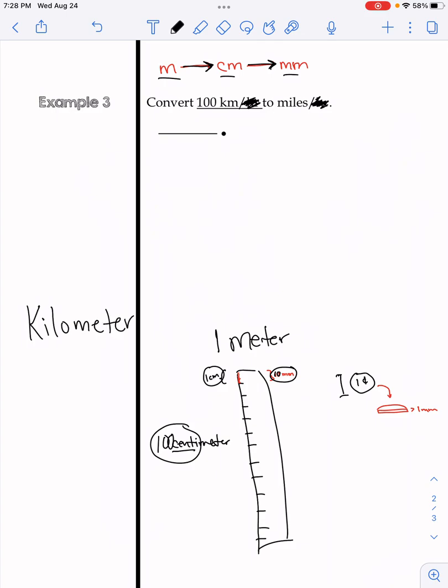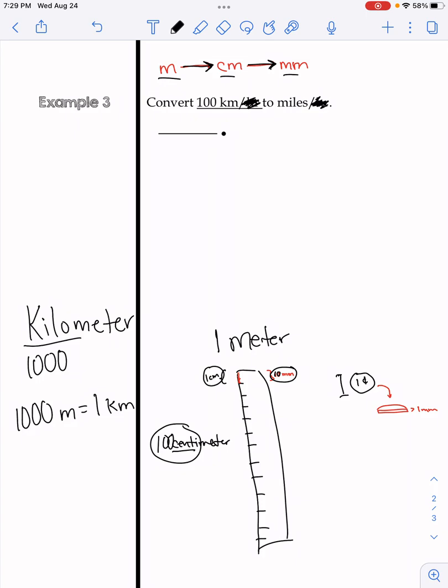Okay. So kilo means 1,000. What this means is there are 1,000 meters in every 1 kilometer, km. I want you to think of something that's slightly larger than a yardstick. 1,000 of those is what a kilometer is.